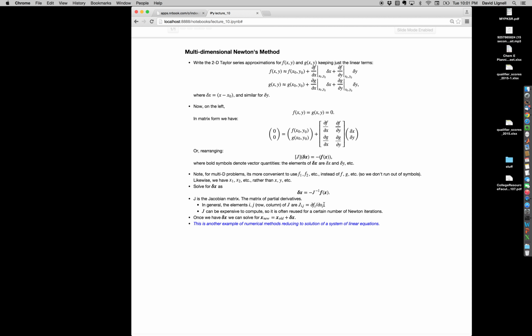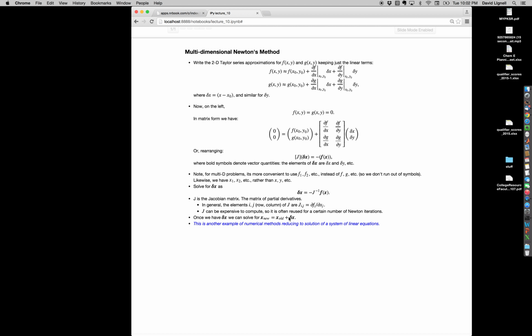But those are the kinds of things that we'll keep in mind as we move forward. And then again, once we have the dx vector, we can solve for our new x. x new is just x old plus dx. So this is kind of nice. It's another example of how numerical methods very often reduce to solving a system of linear equations, and that's exactly what we have here.